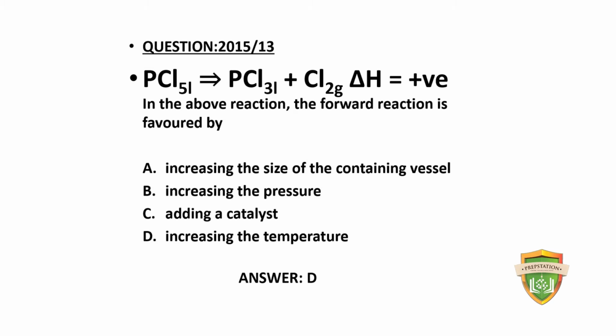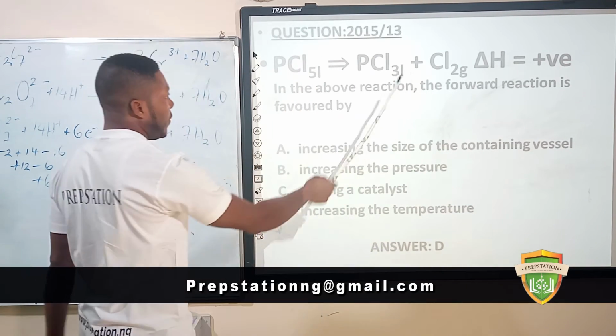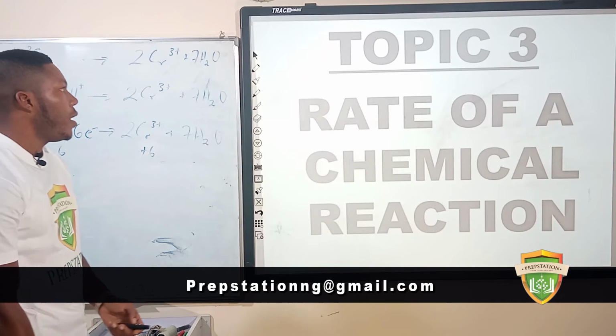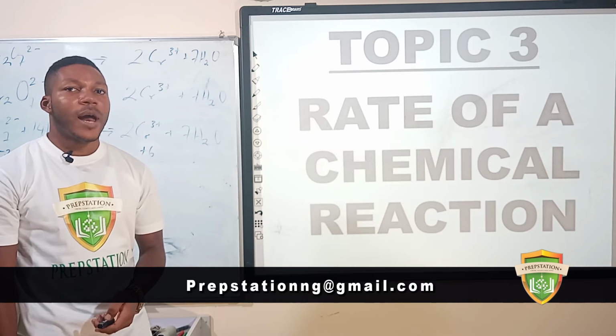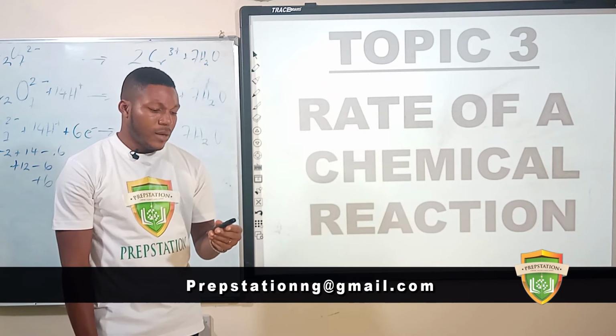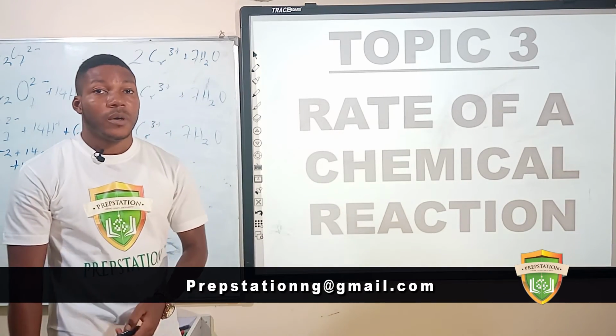Next question, 33 from 2015. In the above reaction, the forward reaction is favored by, this is under temperature effect: increasing the size of the containing vessel, increasing the pressure, adding a catalyst, increasing the temperature. This is an endothermic reaction, so increased temperature favors the forward reaction. Those are some tips that you have to consider while solving problems that concern equilibrium of a system.